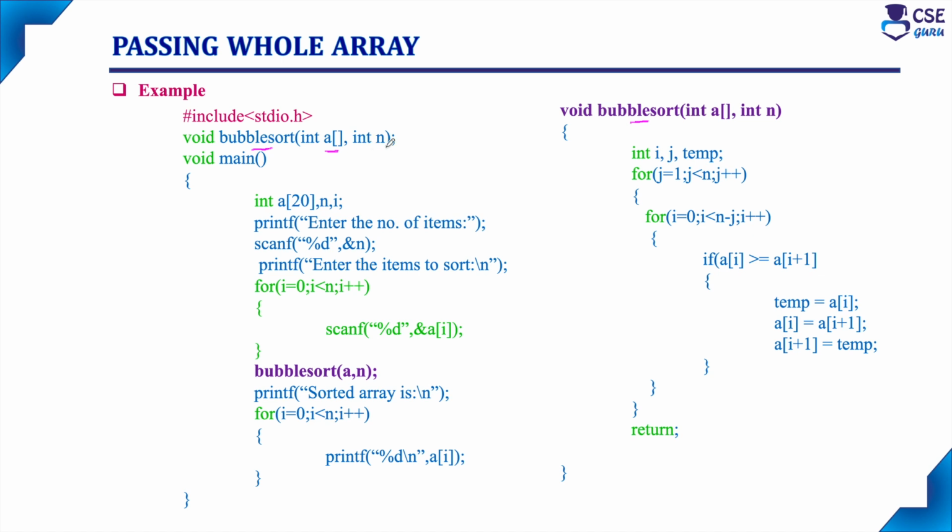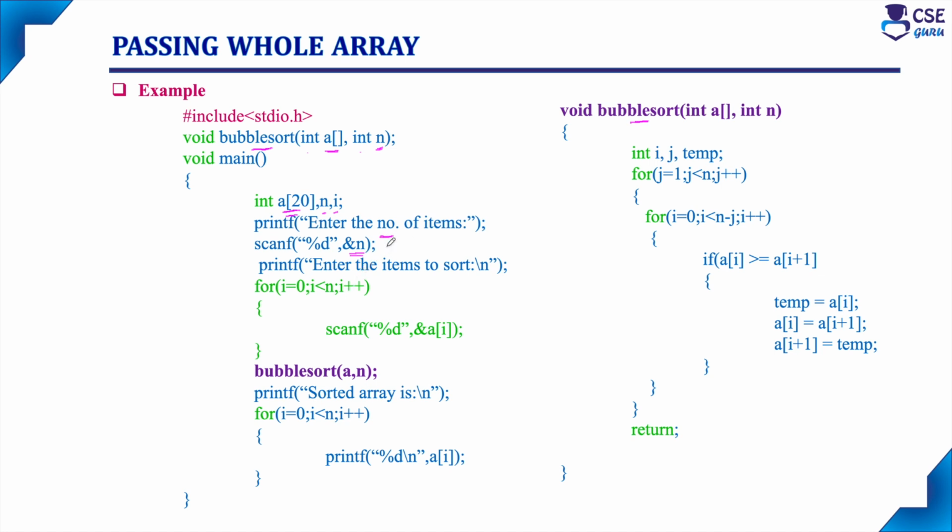And next, int n. One is the array we have declared as integer, and the variable n we have declared as integer. In the main function we have declared the array with a size of 20, in the sense a maximum of 20 elements we can utilize. But in the function declaration we have not given the array size. Then printf, enter the number of items, then get the value of n.